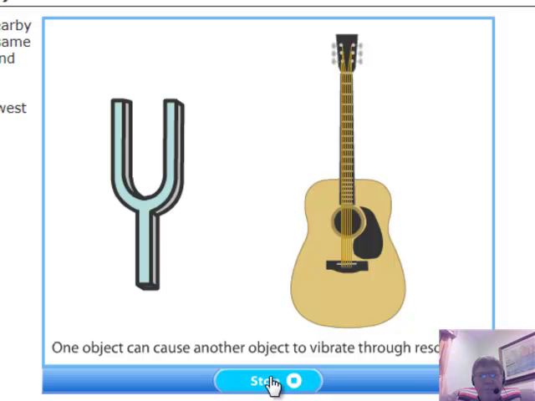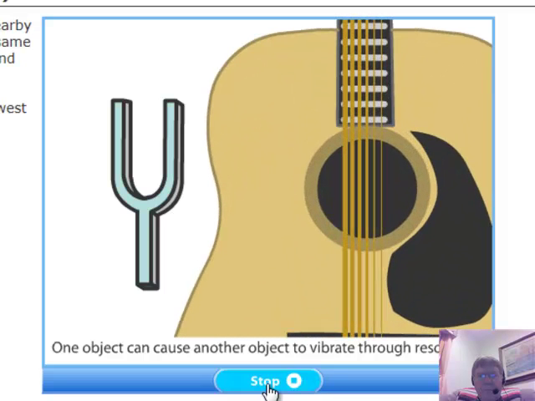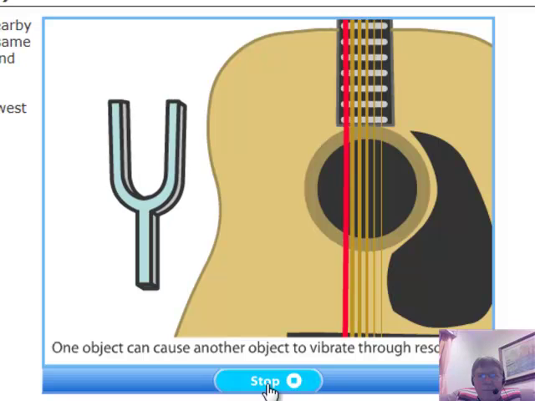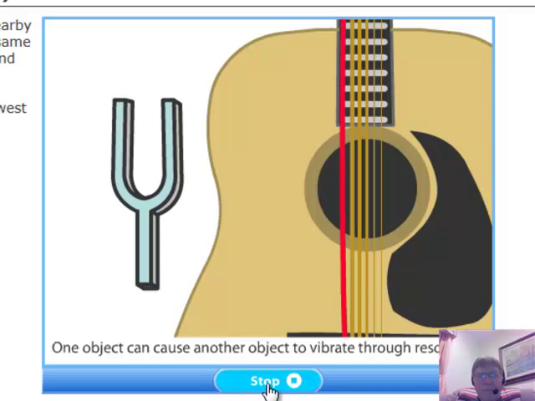Vibration of one object can cause another object nearby to vibrate as well. If the second object can vibrate at the same natural frequency as the first, large vibrations will occur in the second object. This phenomenon is an example of resonance. Resonance occurring between a vibrating tuning fork and a guitar string is greatest when the frequency of the sound wave produced by the tuning fork is the same as the fundamental frequency, or lowest frequency, of the guitar string.